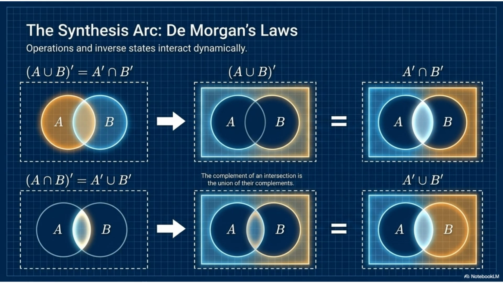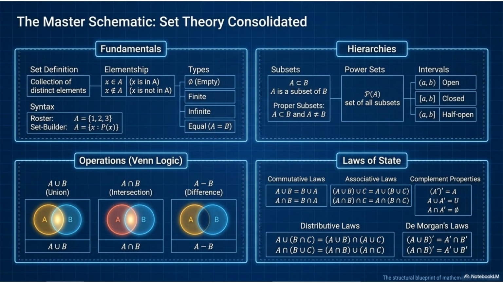De Morgan's laws provide a synthesis, showing how set operations and their complements interact. These laws demonstrate the structural symmetry between the union and intersection of inverted states. This concludes our overview. We have covered the fundamental definitions, hierarchies, operations, and the logical laws that consolidate the vast and structural blueprint of set theory.